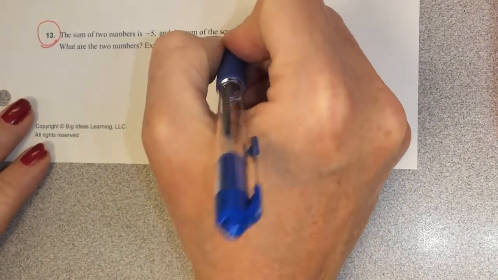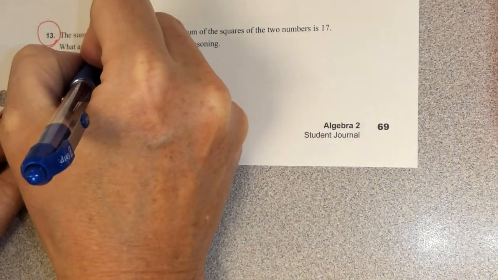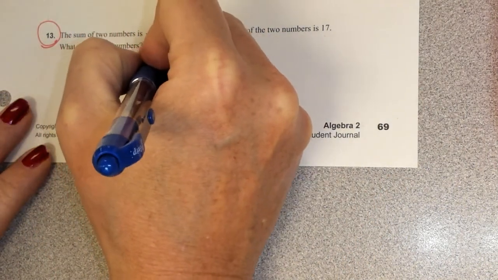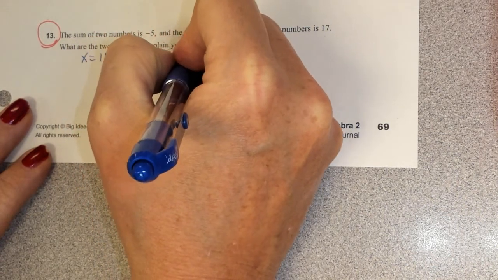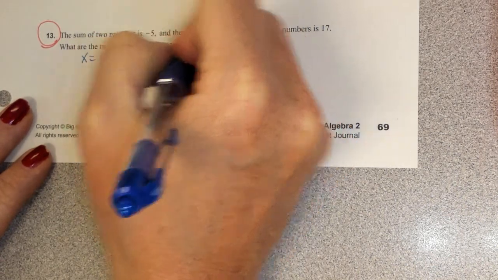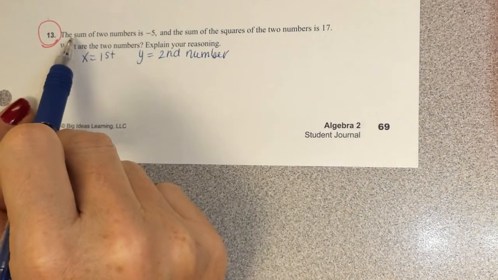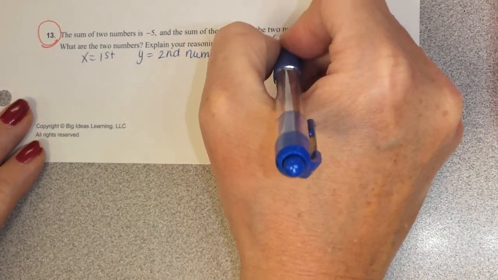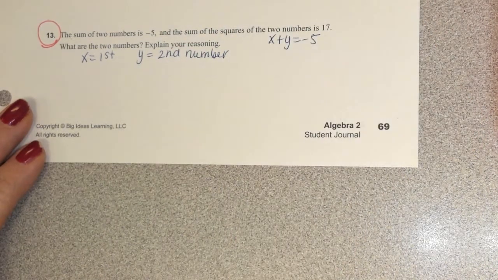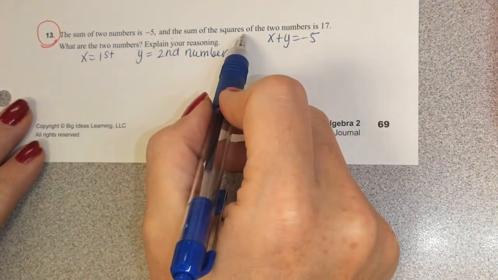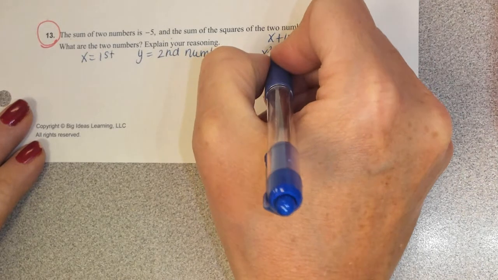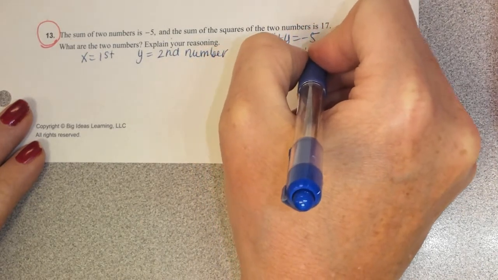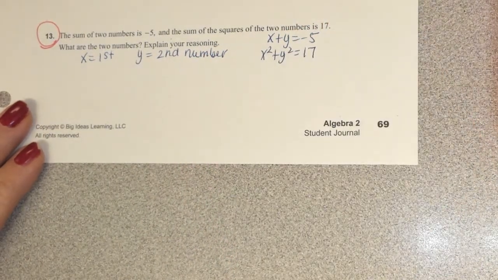So I'm going to call my two numbers, I'm going to say x is my first number, y is my second number. And then I have to write equations. So the sum of the two numbers is negative 5. So that tells me that x plus y has to equal negative 5. The sum of the squares of the two numbers, so x squared plus y squared, must equal 17. What are the two numbers?